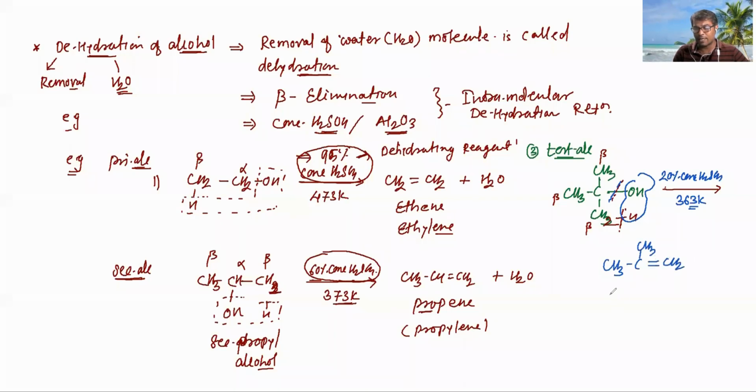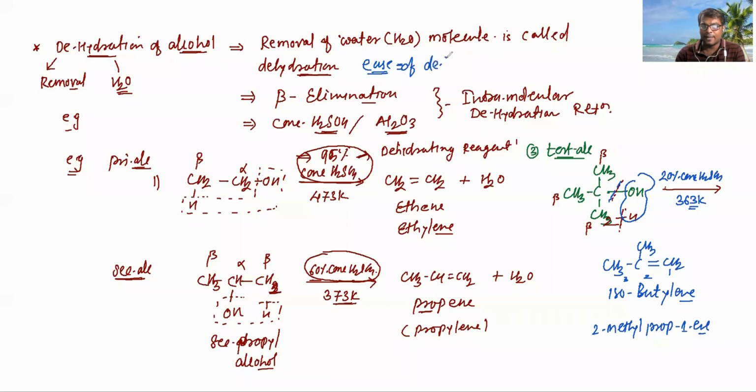The second-last carbon containing 1 CH3 means iso. 4 carbons means but, and double bond means ylene. This is the common name. In the IUPAC name, numbering 1, 2, 3, it is 2-methylprop-1-ene. Okay, so this is the product. But the conditions for the dehydrations are different. The ease of dehydration means the easiness of dehydration.